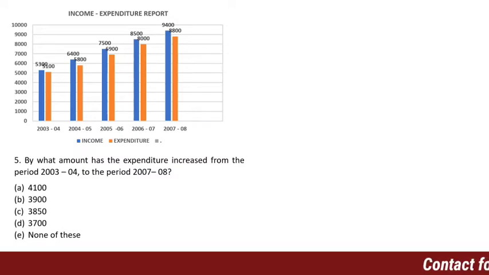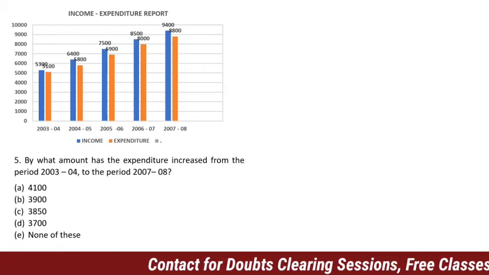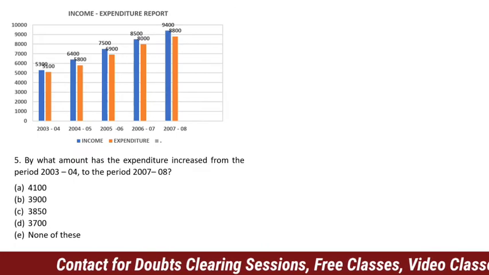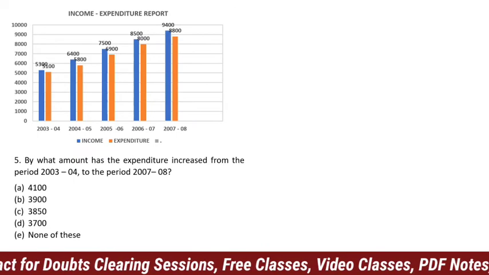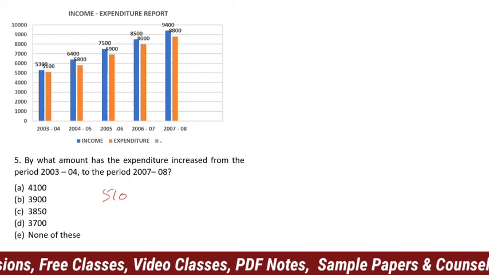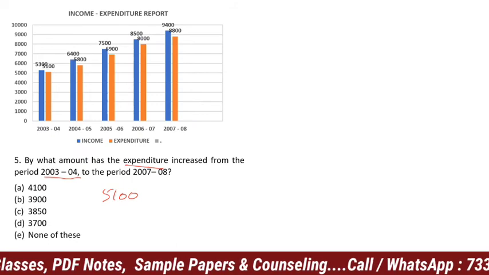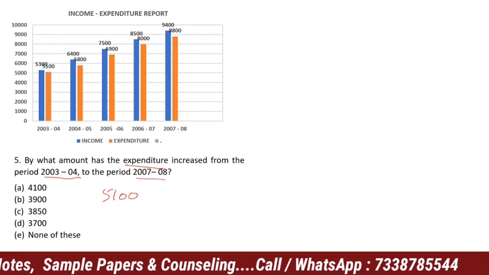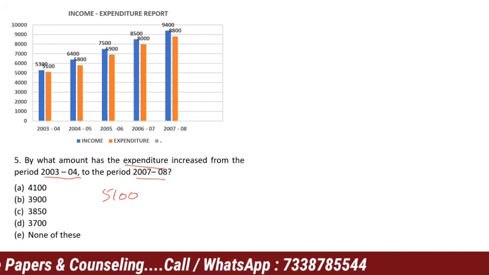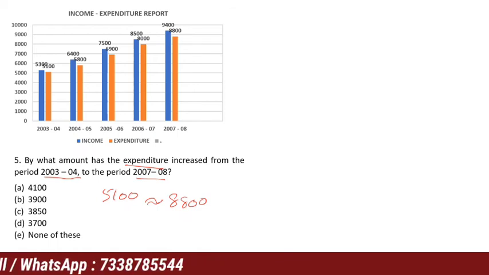Students, the next question. By what amount has the expenditure increased from the period 2003-4 to the period 2007-8? See, in 2003-4, the expenditure was 5,100. Understand very clearly, in 2003-4 the expenditure was 5,100, and the expenditure in 2007-8 is 8,800. So what is the difference between these two? The difference between these two is 3,700.